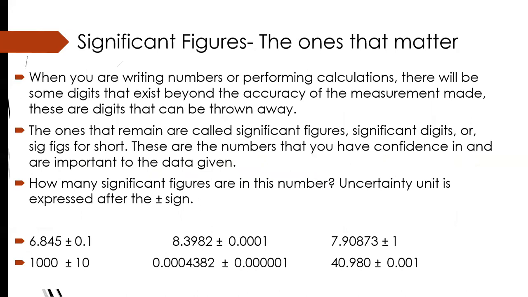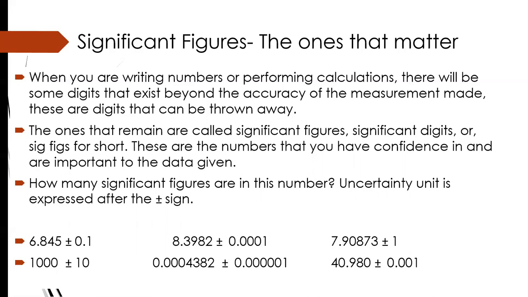So significant figures is our way of talking about numbers that matter. Sometimes when we're performing calculations or writing down numbers, we're going to get some digits that exist beyond the accuracy or the precision of the measurement that we've made. And those digits we can then get rid of. The ones that remain are called our significant figures, or sig figs for short. They're the ones that we have confidence in and where we have our educated guess.